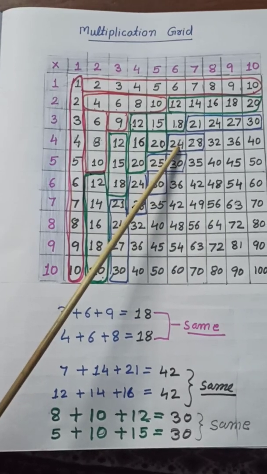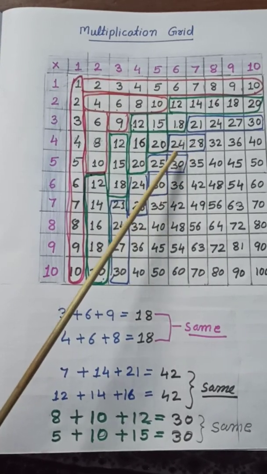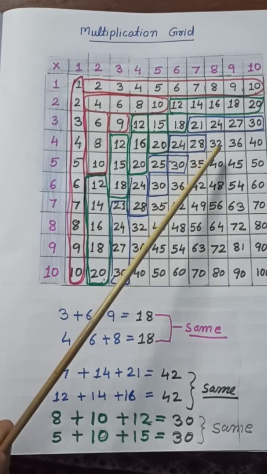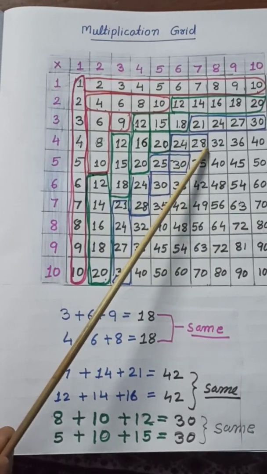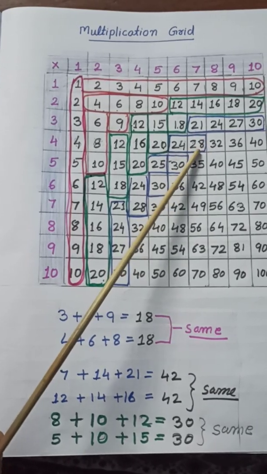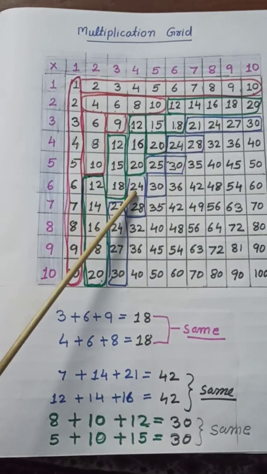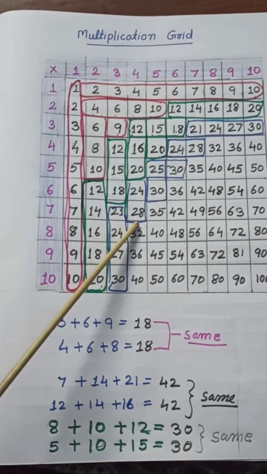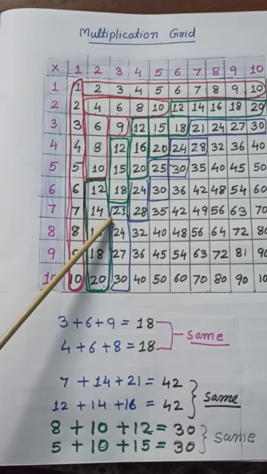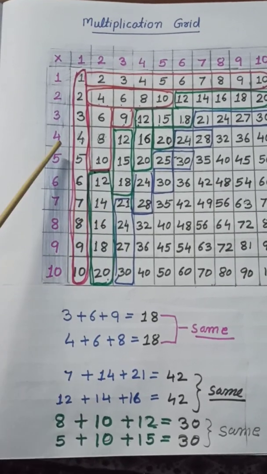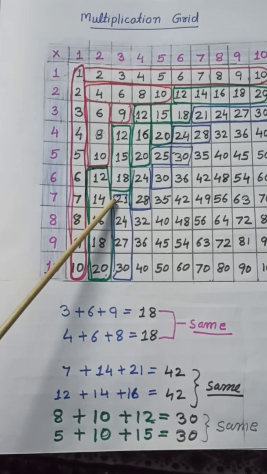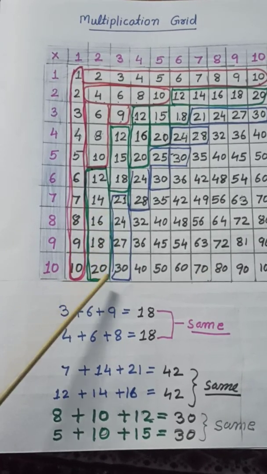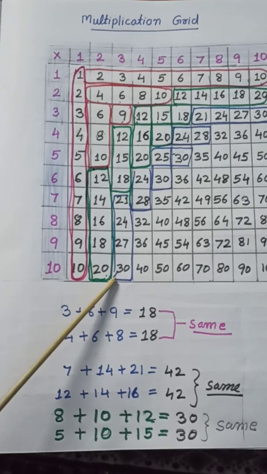Here also you can see which numbers will come: 24, 28. 32 we will not take. Why? Because 32 is bigger than 30. So we will take only up to 28 here. Fine. And then 24 and 28 vertically also we will take. And on this side, if you see the third column, then you can see 21, 24, 27 and 30. Okay.